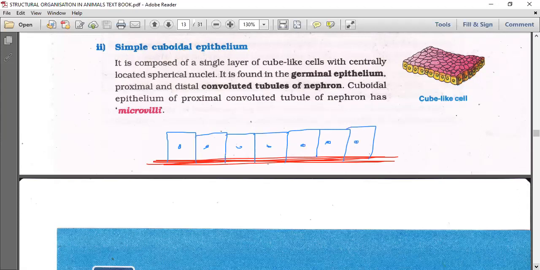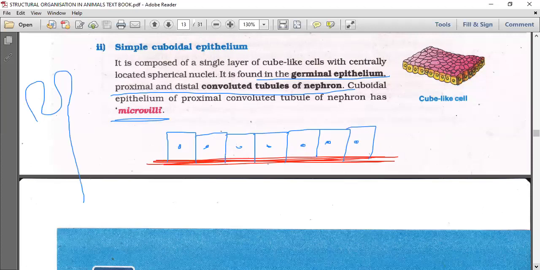Where do you find this? It is found in the germinal epithelium, the proximal and distal convoluted tubule of the nephron. Here, this is the Bowman's capsule, which we discussed just now. Bowman's capsule is composed of simple squamous epithelium, then the proximal convoluted tubule. In the proximal convoluted tubule, simple cuboidal epithelium is present.